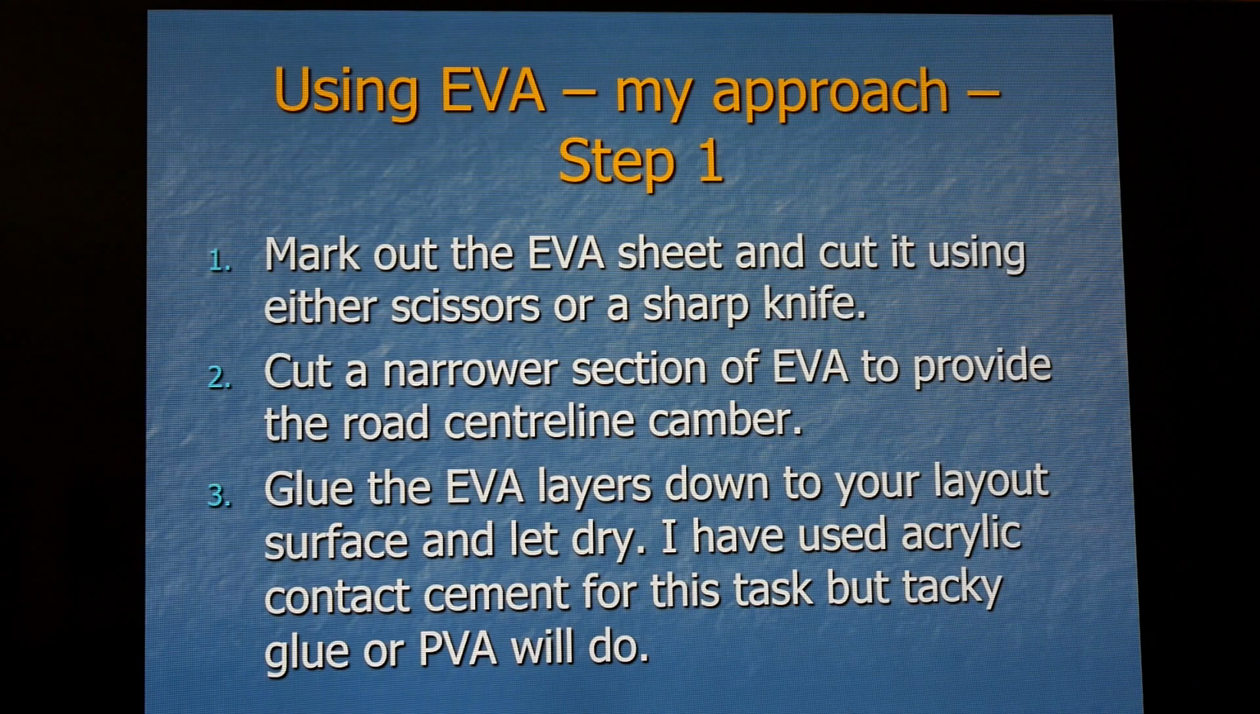What I do is I cut the sheet of EVA for the road surface. I then cut a narrower sheet to go in the centre of the road, sticking the narrow sheet down first and then the other normal width road sheet over the top. It develops a camber shape for the road, so you get that traditional camber. I glue the EVA down with acrylic contact cement, but others use tacky glue or PVA. All methods work quite well, so you just glue it down, let it dry.